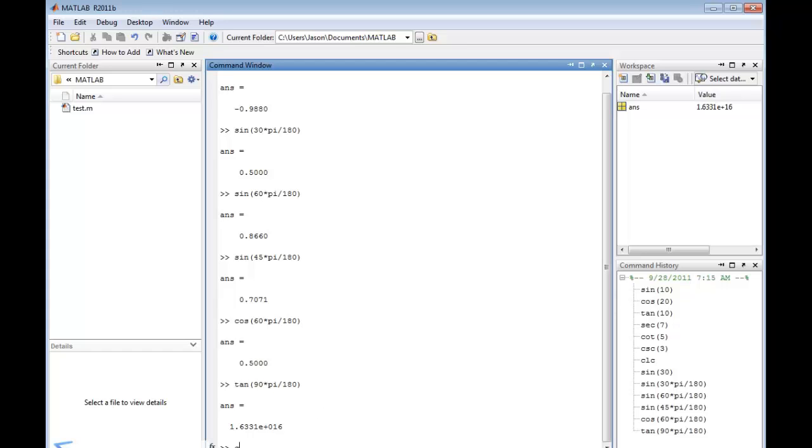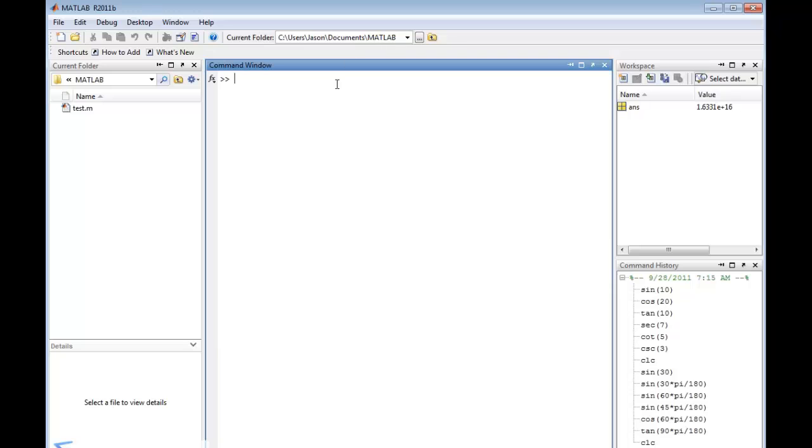All right, let me go ahead and clear the screen here. So we've covered sine, cosine, tangent, cotangent, secant, and cosecant. We've learned how to input radian measures and get answers back, and we've learned how to convert and use degrees and make MATLAB interpret it in terms of degrees also.